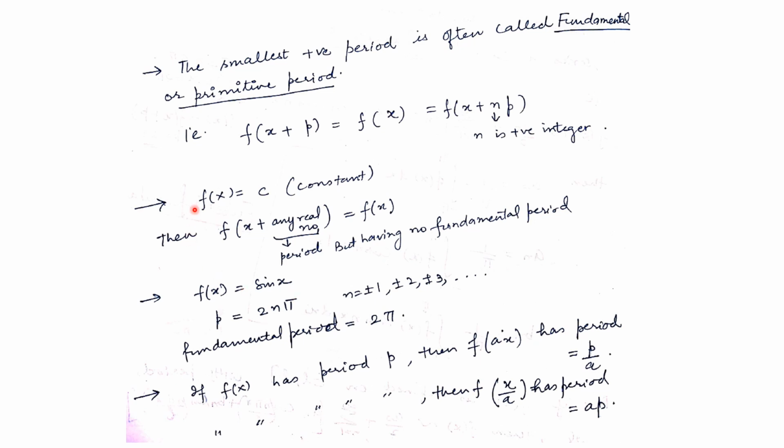We have another example. f of x is a constant. Here f of x plus any real number is again f of x. So every real number is a period of this function f of x. So we cannot find a smallest positive number in this case. So this function has no fundamental period.